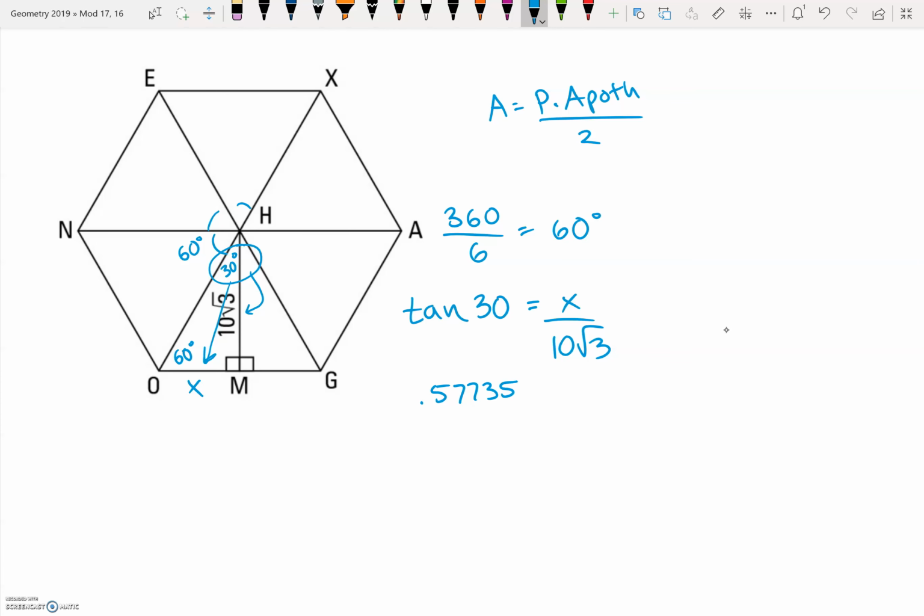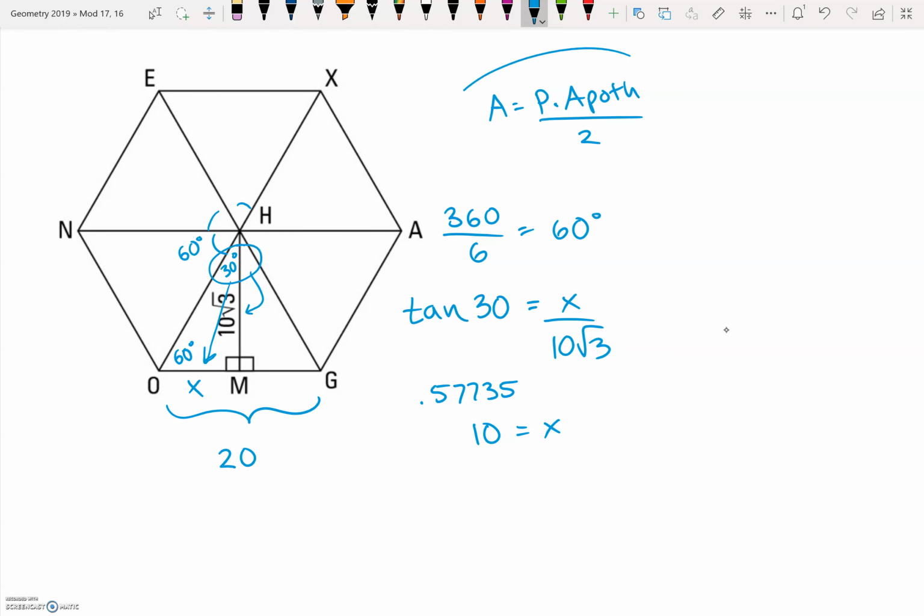0.57735. I'm going to do as many decimals as I can because I want to be as accurate as possible. I'm going to take that number, and I'm going to multiply it by 10 root 3. And I end up getting 10. So x is 10. That means that OG is 20.